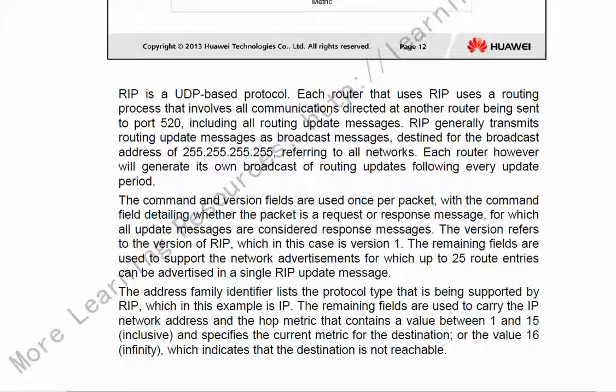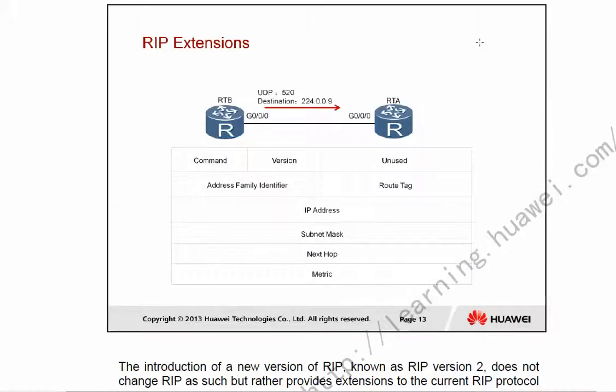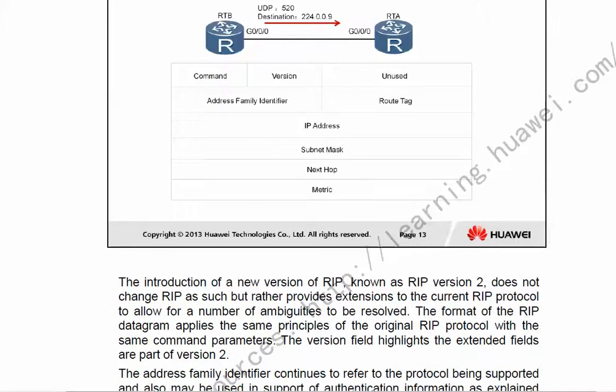RIP extension, RIP 2. The extended fields in RIP 2 are the route tag, subnet mask, and the next hop. Route tag: basically you can tag routes, so that you can do some processing based on the tag.